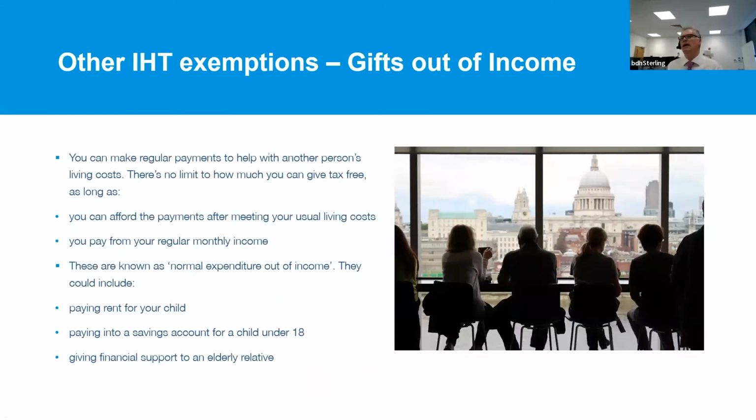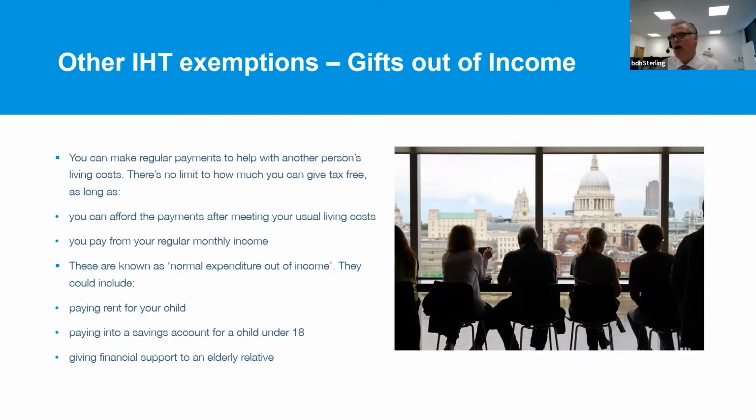Gifts out of income: normal expenditure out of income, you can make additional gifts which fall outside of your estate. What that means is that you can make payments outside of your usual living costs, out of regular income, to any individual or family member, and those payments fall outside your estate. They have to come from normal expenditure, and they can't leave you in a detrimental position financially after you've made the gift.